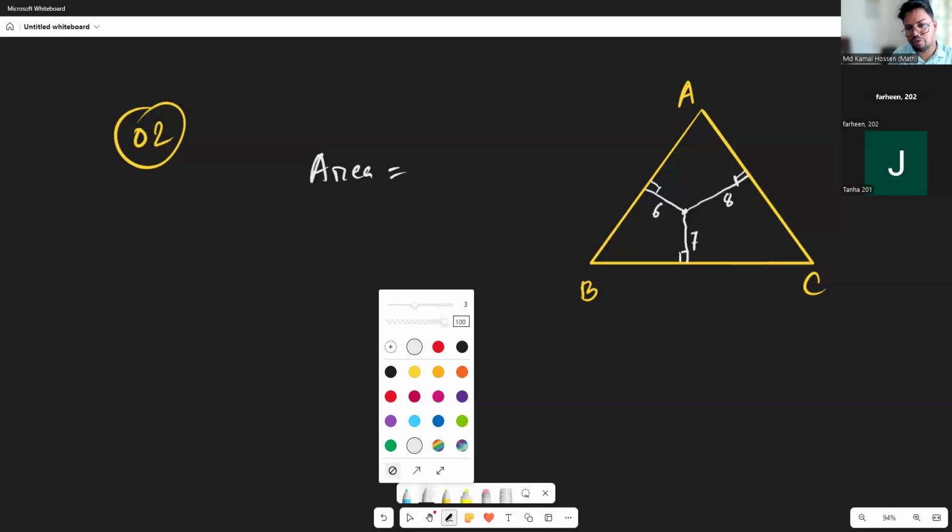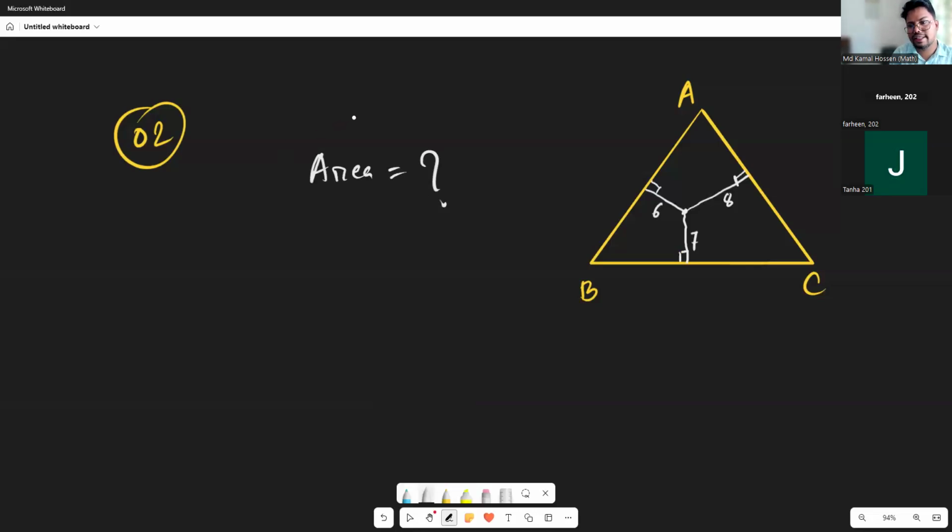Area is the requirement, and the triangle is an equilateral triangle ABC, AB, BC and AC, three sides equal, and from any point O inside, three perpendicular lengths D, E, F are given. This information is given in centimeter, all are centimeter here.